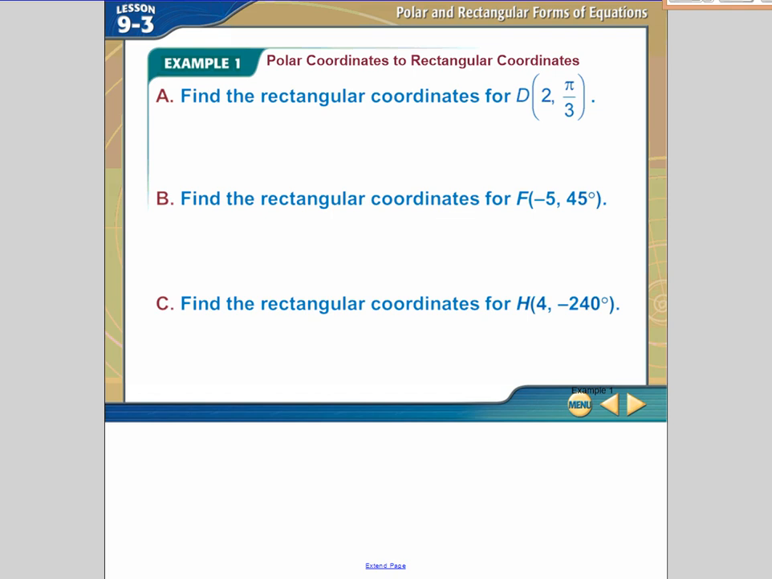All right, the first thing I want you to look at is this problem here. If I have to find the rectangular coordinates for D, let's see how I do that. Well, this right now is given to me as an r and a theta. So to switch it to x and y, I would just use the theorem that says go 2 for your r, 2 cosine of theta, and 2 sine of theta.